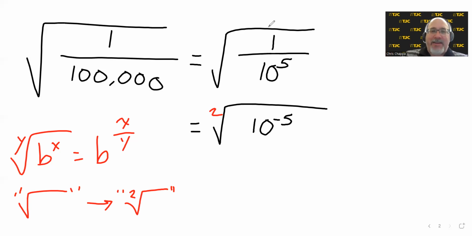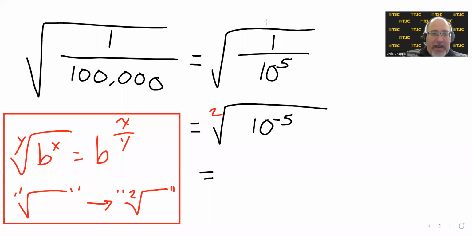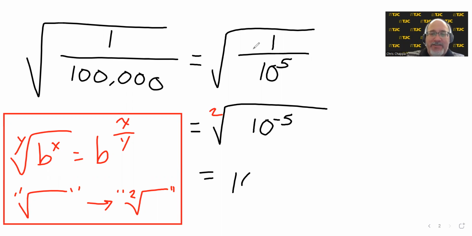And that being said, we can now just use the exponent rule to do this. And we can finish this off and say that the square root, or the second root, of 10 to the -5 power is the same as 10 to the -5/2 power. I think the thing that might have thrown you off was the implied 2 when you see a square root symbol.